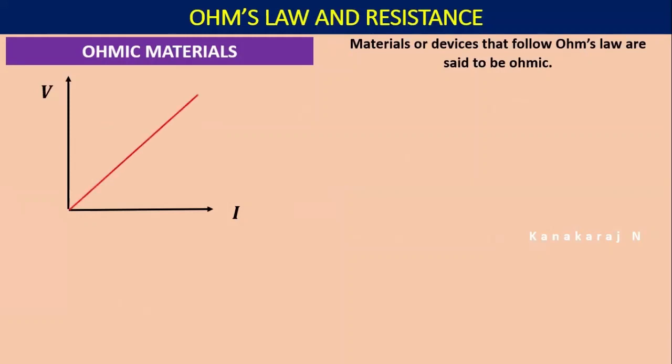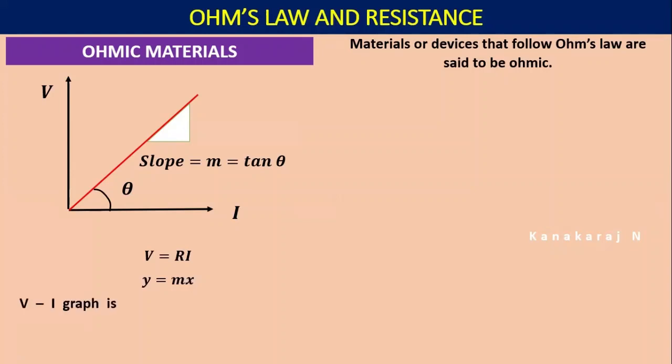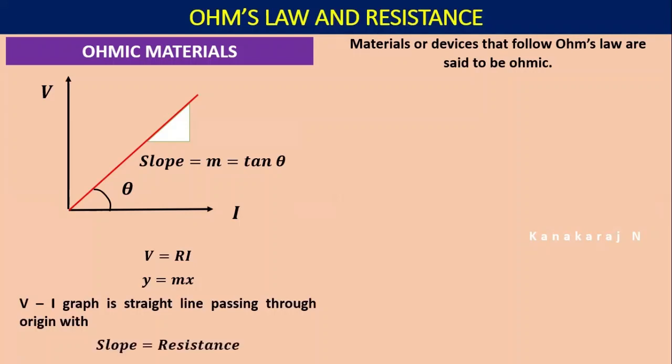So here we have a VI curve. There is a straight line which makes an angle theta. So now let us find the slope. Slope equals m, that is equal to tan theta. This is a straight line passing through the origin, Ohm's law. Then it is in the form of y equal to m x. So the slope m is simply resistance. So the VI graph is a straight line passing through the origin with slope equals resistance.